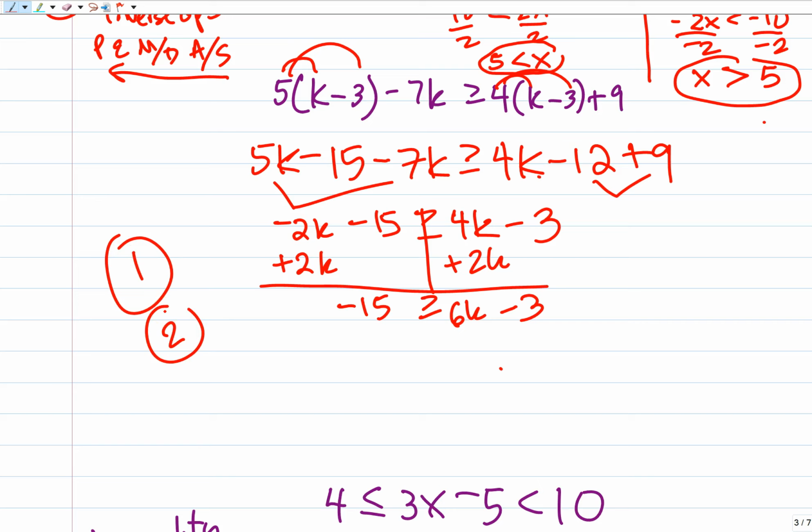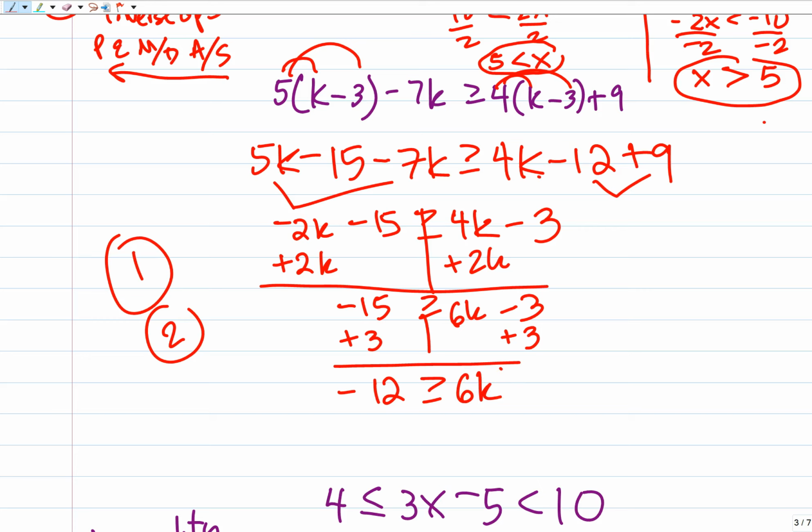Now we can solve this by doing what first? PEMDAS backwards. Is there any adding, subtracting? We deal with that first. We undo the subtracting by adding 3 to both sides. Notice I'm not worried about the 15. The 15 is not what's happening to the variable, not what's happening to the k. We undo what's happening to that variable. Negative 15 plus 3 would be negative 12, greater than or equal to negative 2k. Did I flip anything?